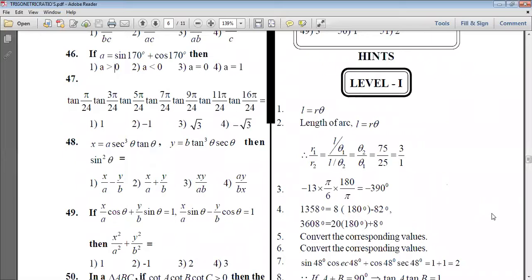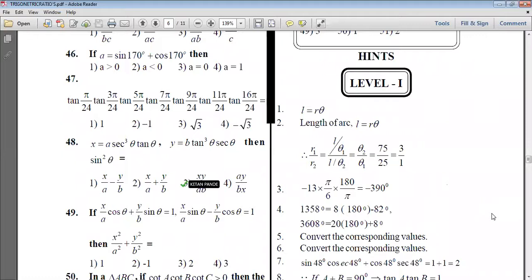Let's look at the 48th problem. x is equal to a secant cube theta into tan theta, and y is equal to b tan cube theta into secant theta. Then what is the value of sine square theta?